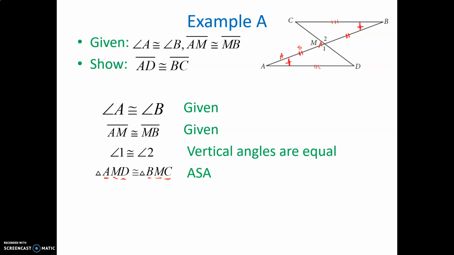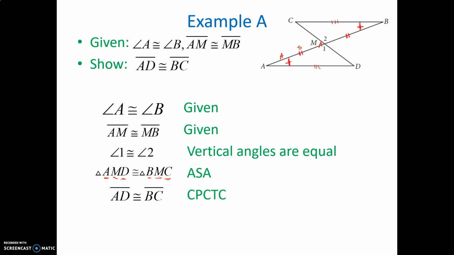And now that I know the 2 triangles are congruent, I know all the corresponding parts are equal. So the one I'm going to concentrate on is AD equals BC. And the reason for that now is CPCTC.